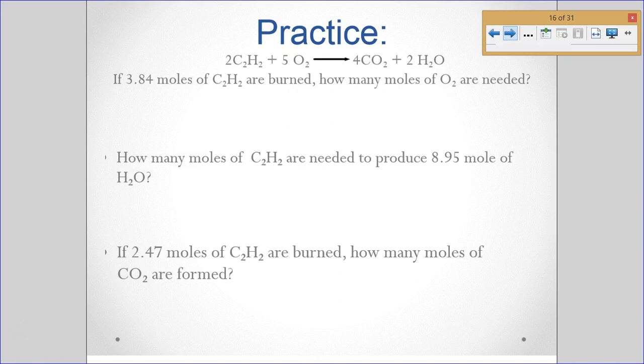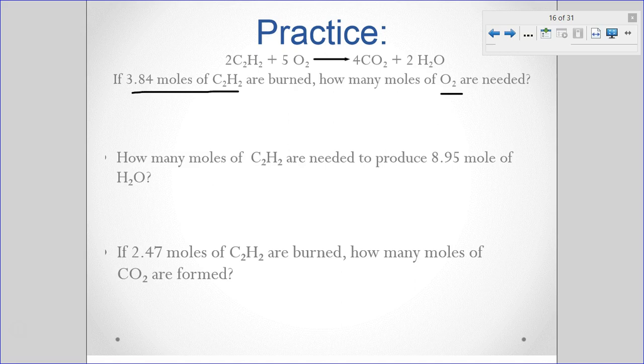So, another example that's given to us. We'll work through the first one. Different equation. Let's write it out. So we're given 3.84 moles of C2H2, or ethyne, and we're trying to figure out how much O2 is needed. So notice that it doesn't just have to be on the opposite sides of the arrow. It can be comparing two things on the same side of the arrow.